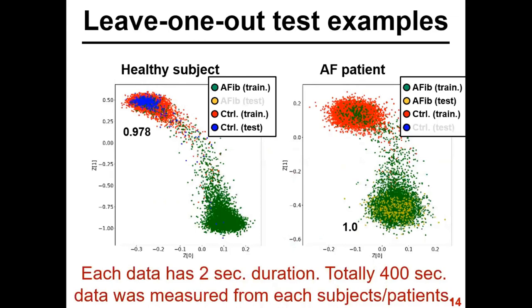This slide shows the result of the leave-one-out cross validation test. In this graph, the red and green dots are latent values obtained in the training phase with 19 subjects and AF patients. The blue dots represent data from healthy subjects who were not used in the training. And the yellow dots from a patient were also not used in the training phase. So in these cases, almost all data was separated in the latent space in the inference phase.